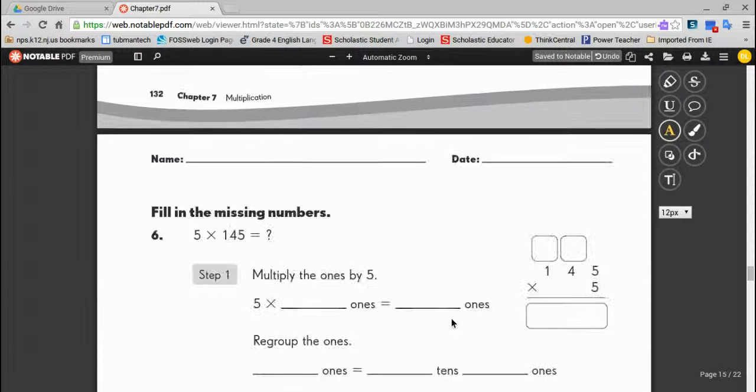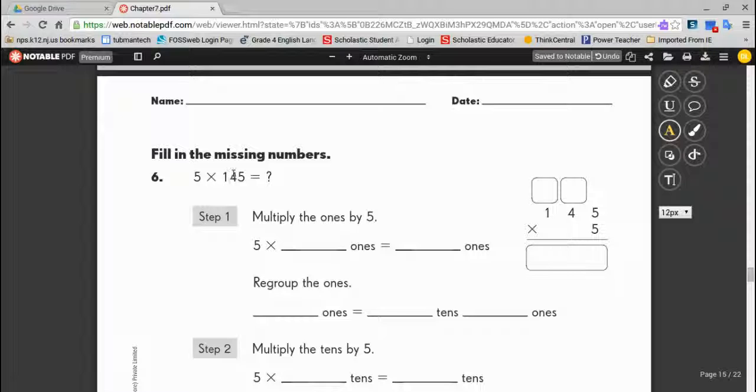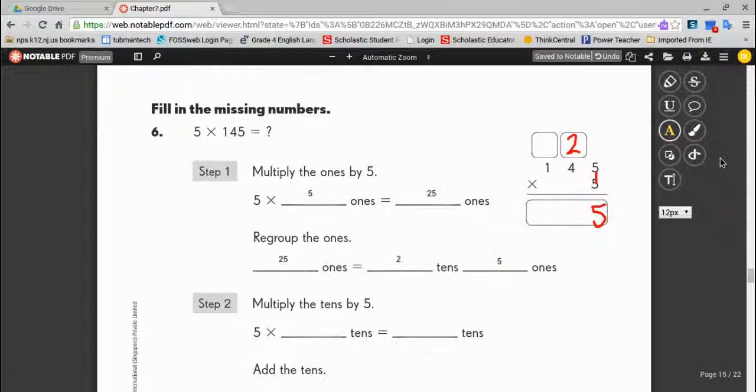Okay, let's move on to the next problem. 5 times 145. Again, start with our ones. 5 times 5, and we know 5 times 5, we count our 5s, is 25. Okay, so when we write 25, it's 5 in our ones, 2 in our tens. So we're grouping that 25 ones, which means it's the 5 in our ones and our 2 in the tens, or the 2 tens and 5 ones.